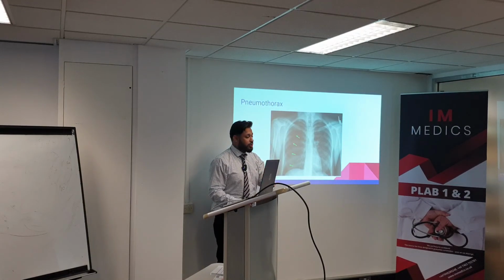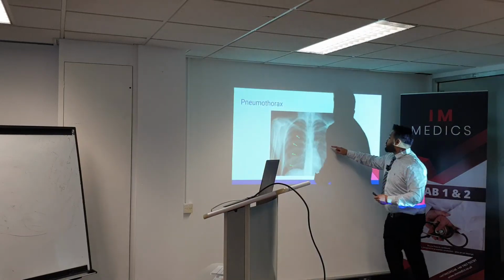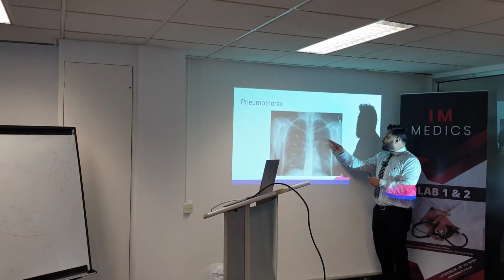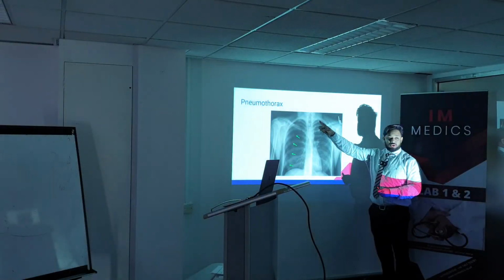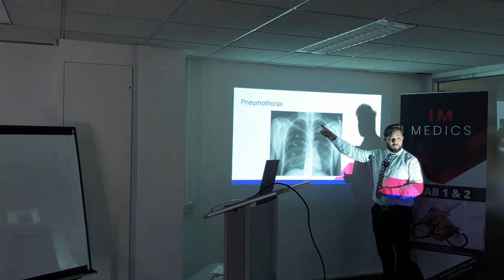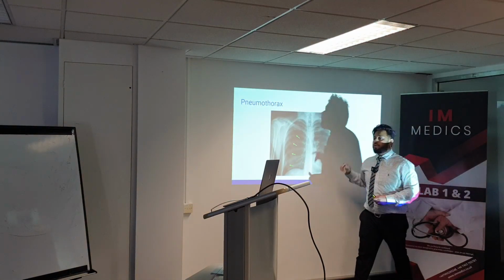There's another way to find out. You know this whitish line? It should be everywhere, it should go everywhere. So you can follow these lines until where does it stop? It should go all the way to the top. If it doesn't go all the way to the top, it's a problem. It might stop here. Then look at this side. Is it really dark? Then it's pneumothorax.